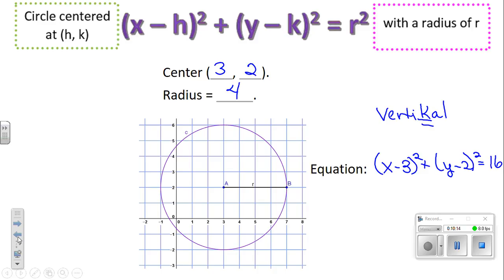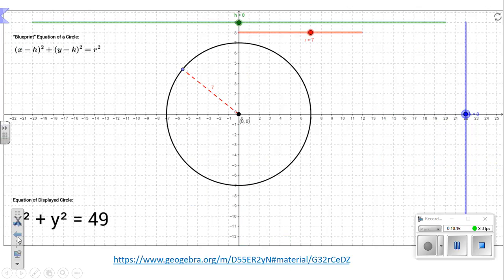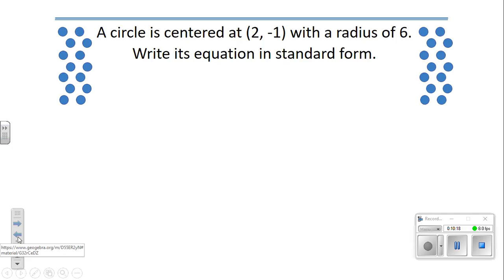So now if I give you a center and a radius, we can solve. Can you write the equation of it in standard form? So what's it going to look like? x minus 2 squared plus y plus 1 squared equals 6 squared, which is 36. Very nice.